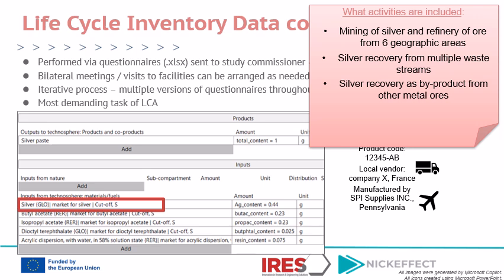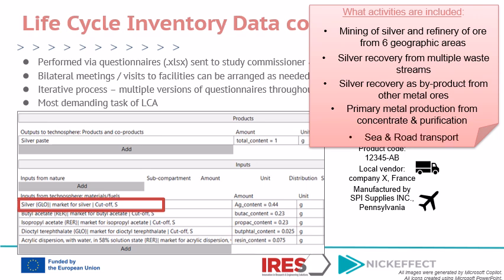Also, part of the silver included in this library process is recovered as a byproduct from the production and processing of other metal ores, so as a co-product or a byproduct of another process. Obviously, some of the silver is primary, so some primary metal production from concentrated purification processing is included in this library process. And as I said, it is a market process, so actually transportation is also included via sea and via road.